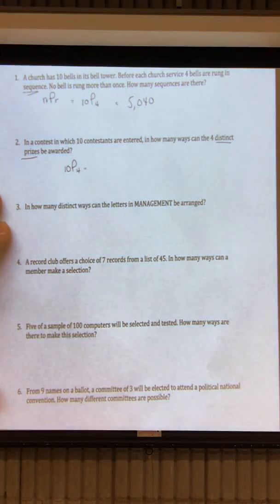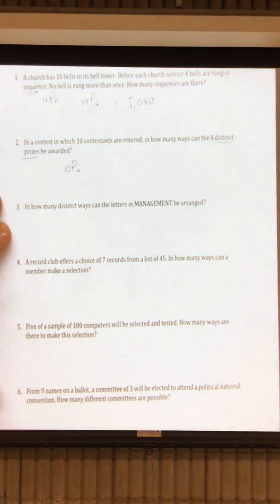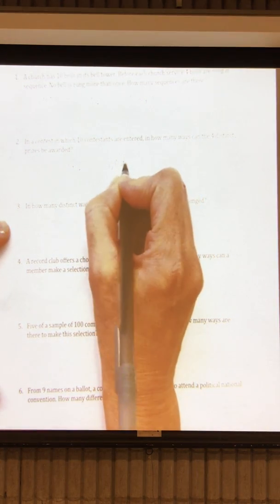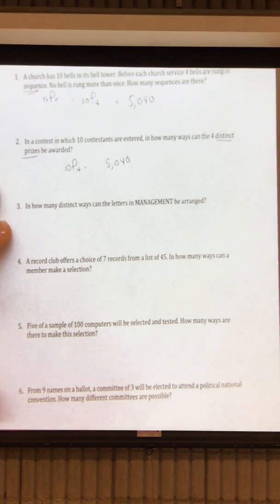So using your calculator for that, it's 10P4, which is the same as before, and that is equal to 5,040 ways.